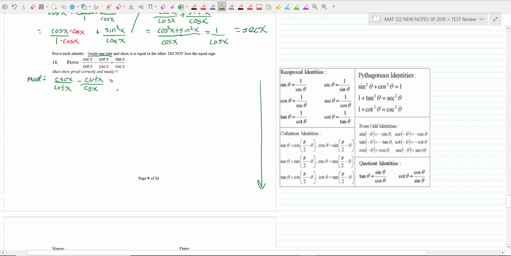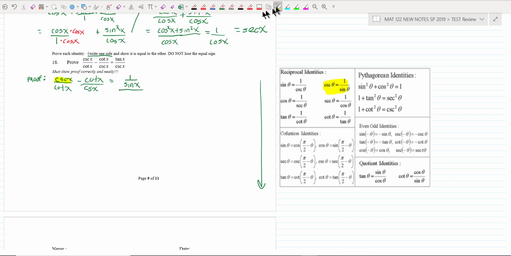So the first thing we need to do on this is just think, okay, what are some useful identities? Well, we know a cosecant of x is 1 over sine. That might be useful. So let's go ahead and start that way. So change that to 1 over sine x. And it's going to look like we're making this more complicated.